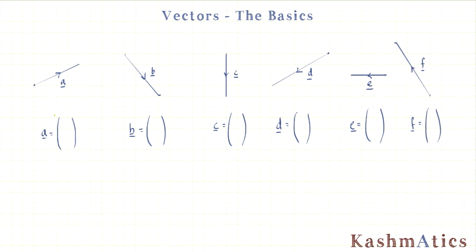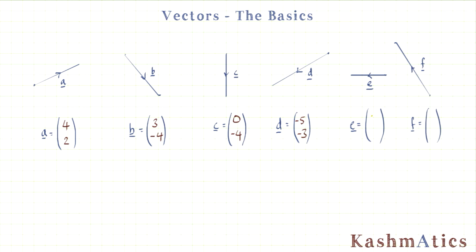Right, so here we go. Vector A, we go 4 to the right and 2 up, so that would be (4, 2). Vector B, we go 3 to the right and 4 down, so that would be (3, -4). Vector C, we don't go across at all, so that's 0, and we go 4 down, so that would be -4. Vector D, this time we go 5 to the left, so that's -5, and then we go 3 down, so -3.